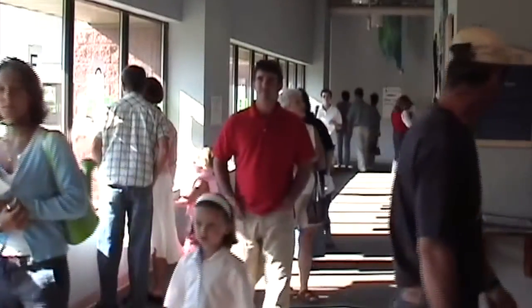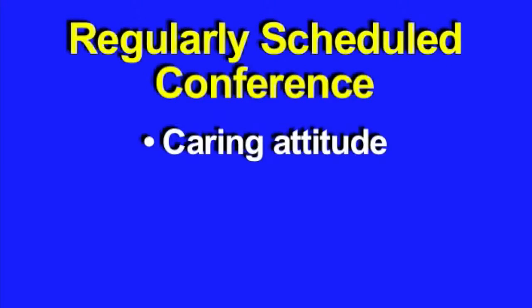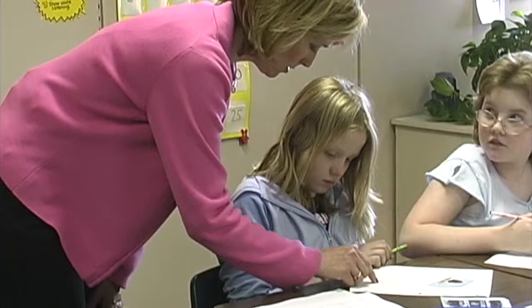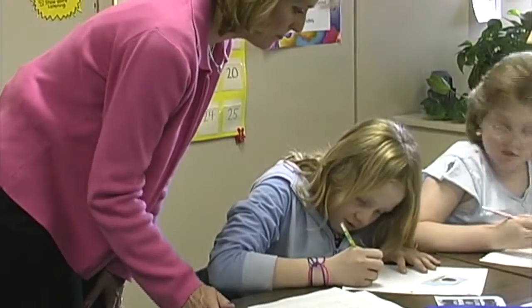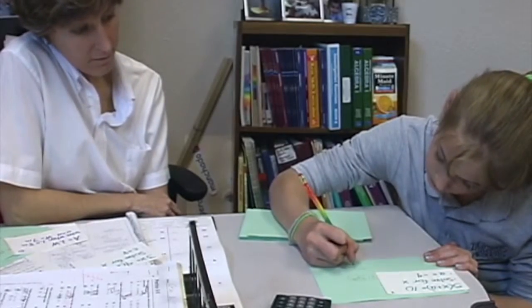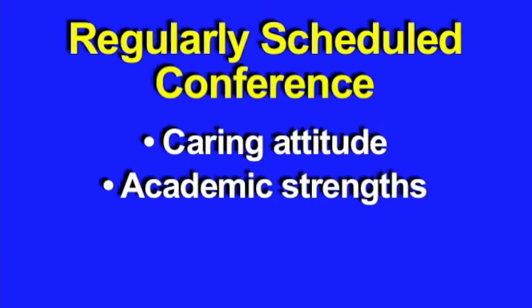In every conference with a family member, there are certain guidelines you can follow that will help you build a strong family-school alliance. Let's look at the guidelines for a regularly scheduled conference. To begin, it is important to display a caring attitude. Parents want to know that you understand and appreciate their child, and that their child is recognized as a unique person in your classroom. Then begin on a positive note by talking about the student's academic strengths.